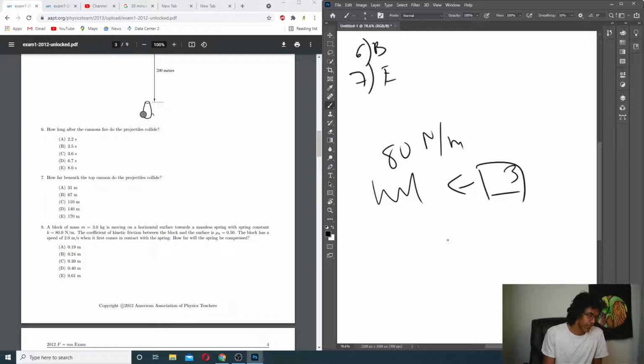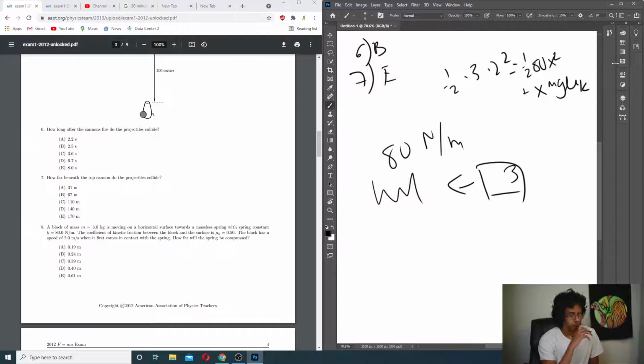speed it has. Essentially with these questions, you basically want to do conservation of energy. So you just do 1/2 times 3 times 2 squared, that's kinetic energy. Then you want the spring potential energy once it's compressed. And you want the work done by friction, which is x times the frictional force, which is mg mu k. So we'll just plug in everything here.